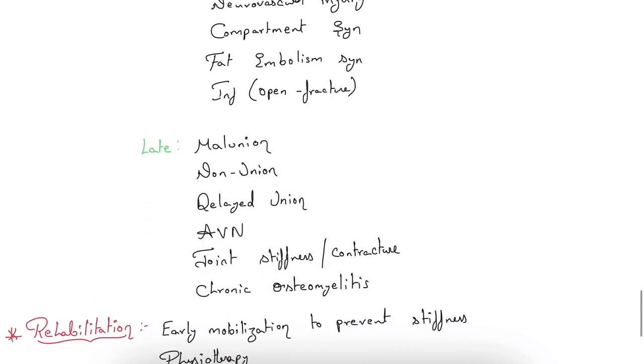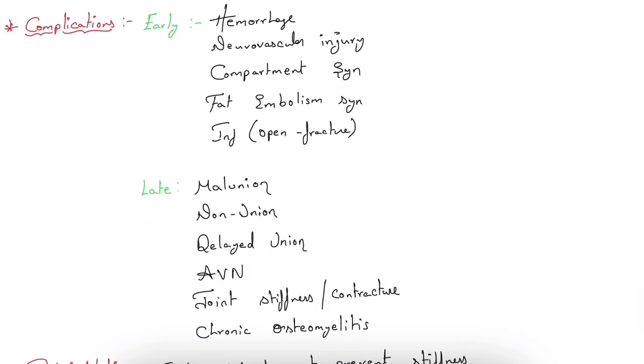Now we are going to see the complications. The complications are divided into two types, early and late. In early complications we can see hemorrhage, neurovascular injury, compartment syndrome, fat embolism, and infection in open fractures. Hemorrhage happens because of rupture of blood vessels. Neurovascular injury happens because the nerve gets stretched.